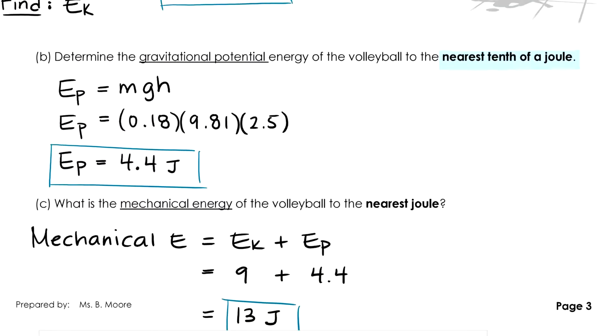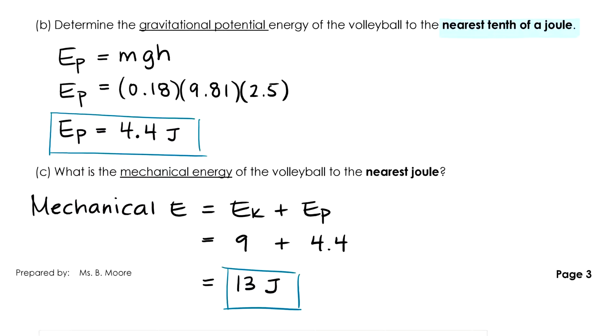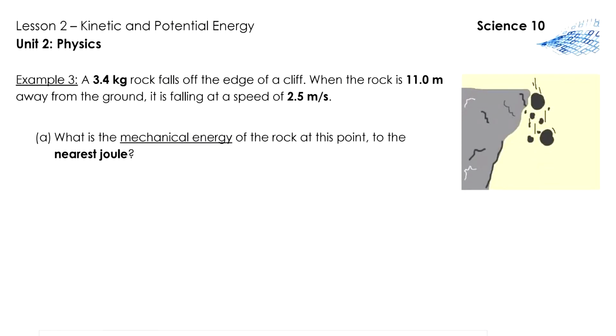And in part C, we have to recall the formula for mechanical energy, which is the sum of the kinetic and potential energy. And they also said to the nearest joule, which means we're rounding to the nearest ones position. Okay, let's move on to the next example.